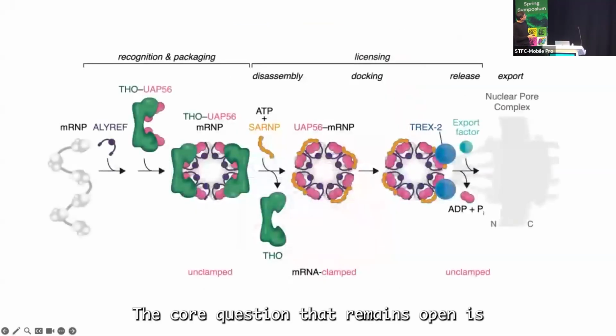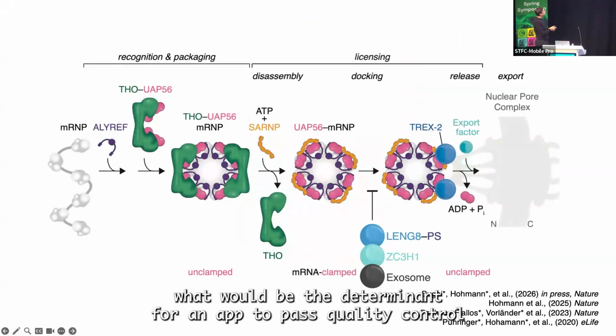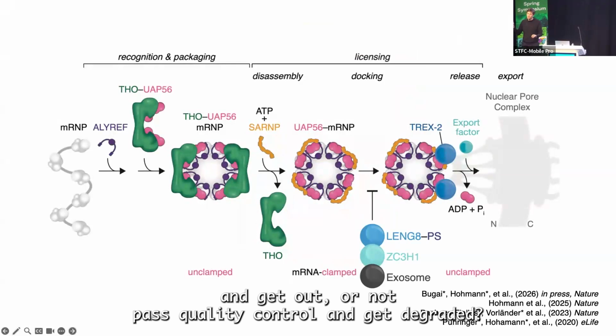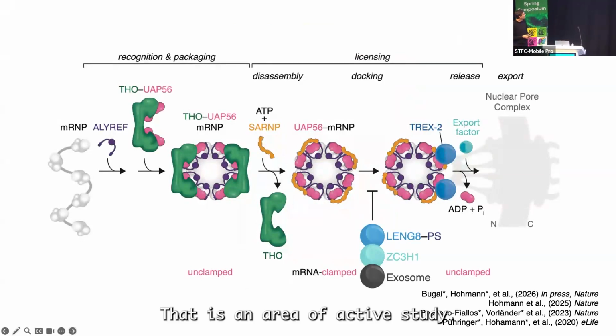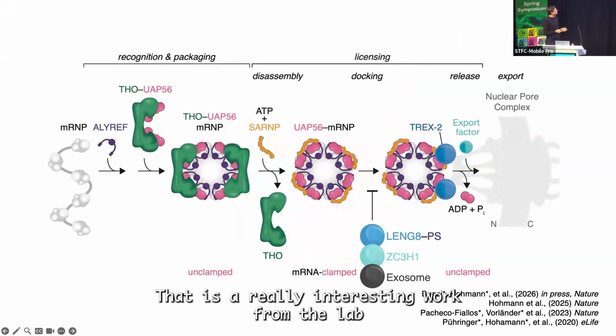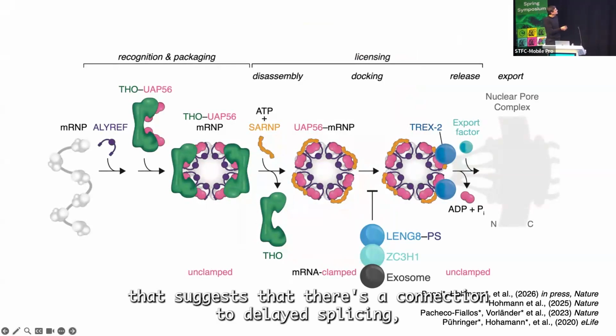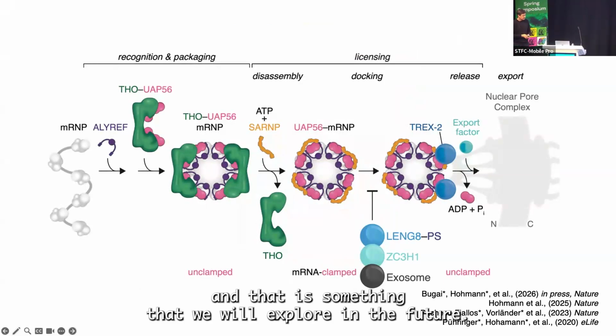The core question that remains open is what would be the determinant for an mRNP to pass quality control and get out, or not pass quality control and get degraded. That is an area of active study. There's really interesting work from Yongcheng Shi's lab that suggests that there's a connection to delayed splicing. And that is something that we will explore in the future.